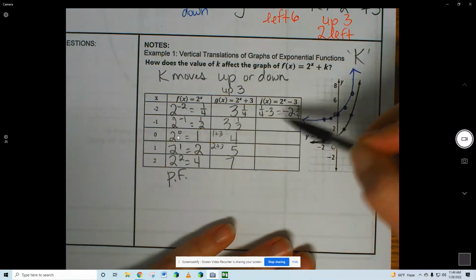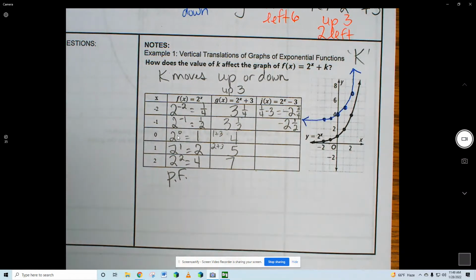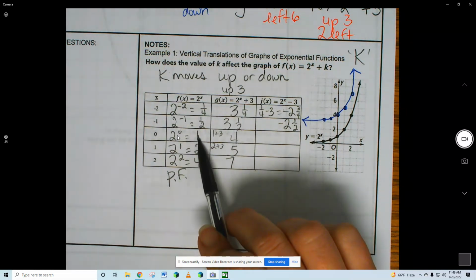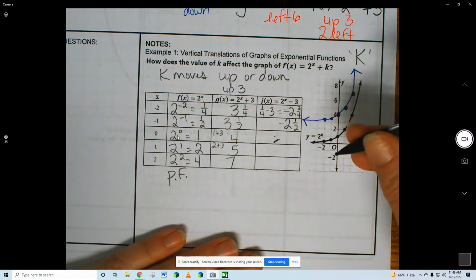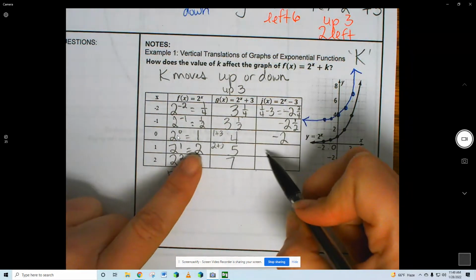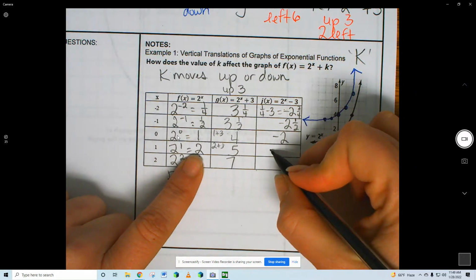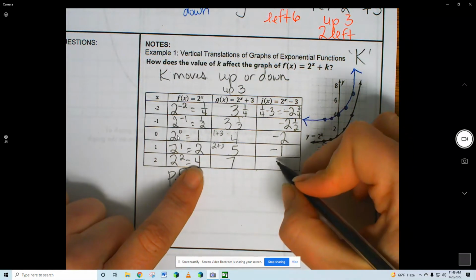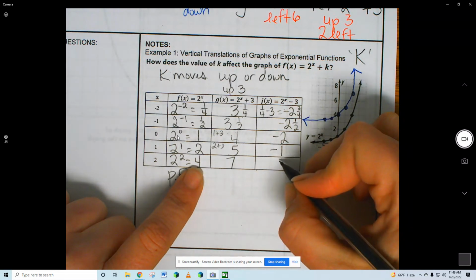Saying it math. 1/2 minus 3. Wait, no, -2 and a half. 1, let's focus. 1 minus 3. 2 minus 3. 4 minus 3. 4 take away 3.